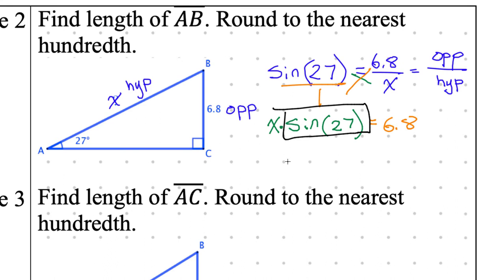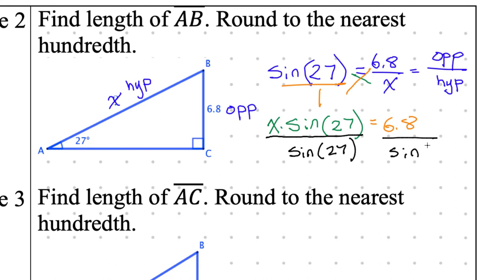What is the inverse operation of multiply by some number? Raise your hand. What is the inverse operation of multiply by some number? Andres. Divide by sine of 27. Yes, we're going to divide both sides by sine of 27. And then our sines are going to cancel out, and I have the equation x is equal to 6.8 divided by sine of 27. And I just enter that into my calculator, and it says round to the nearest hundredth. Hundredth means 2 decimal places.